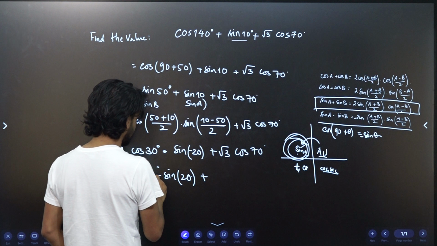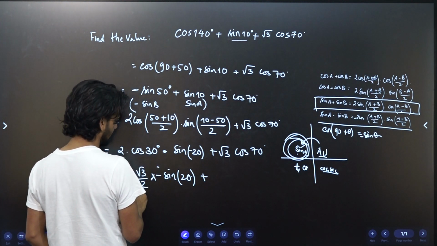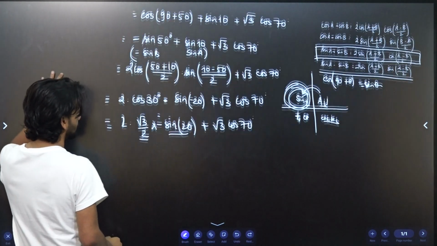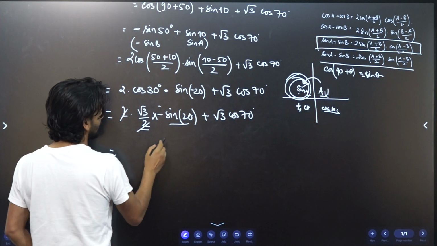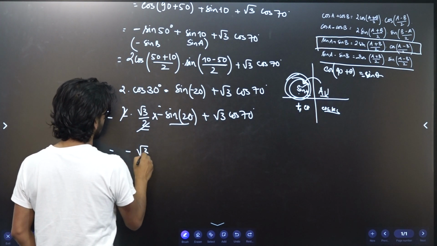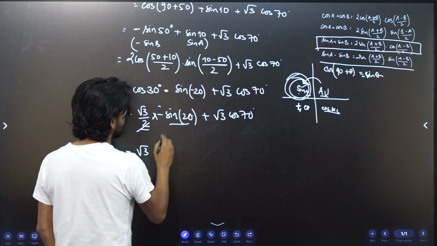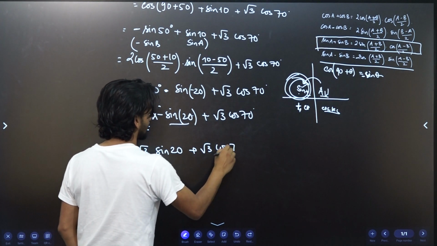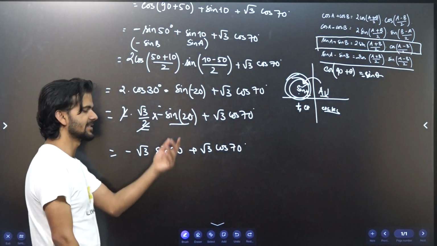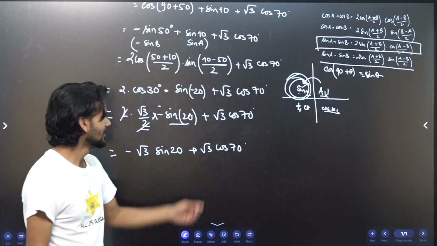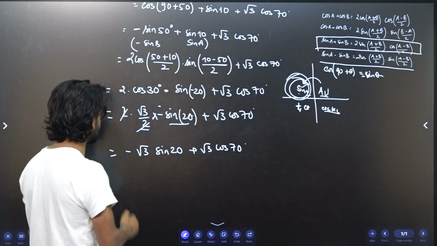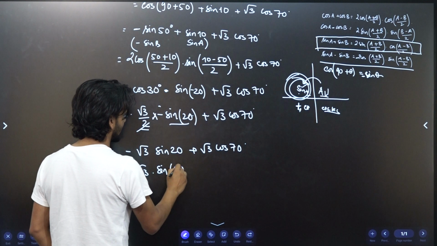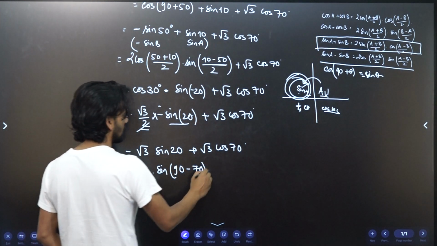Plus. So this is multiplication, okay? Don't think that we are going to subtract these two. Root 3 cos 70. Root 3 common I have. Root 3 what? Sine 20 plus root 3 cos 70. What's the relation between 20 and 70? 70 plus 20 is 90. So 20 can be written as sine (90 minus 70).